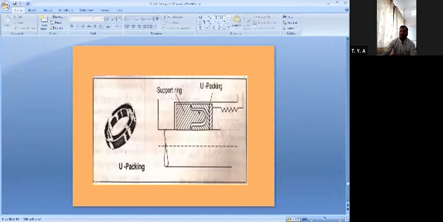You can see we have the support ring and this U packing. This is your shaft. I think this is an image of the hydraulic cylinder.